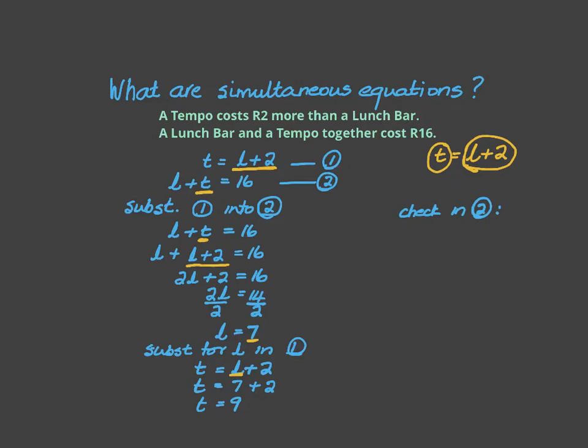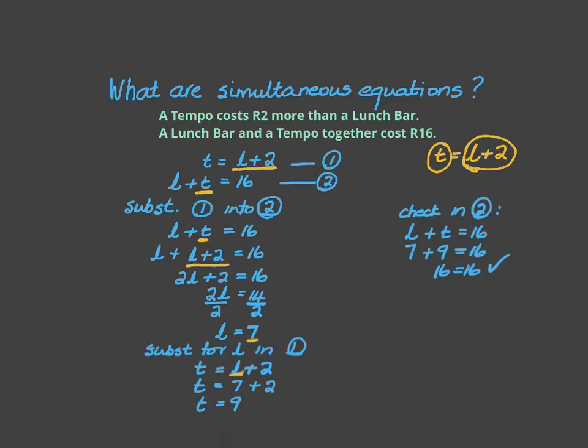Equation 2 says L plus T is equal to 16. According to my working out, L is 7 and T is 9, and that is equal to 16. So I have 16 equal to 16. I know I've got the right answer. So let's just go through this again.